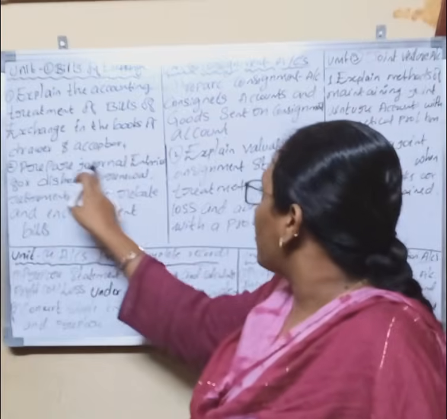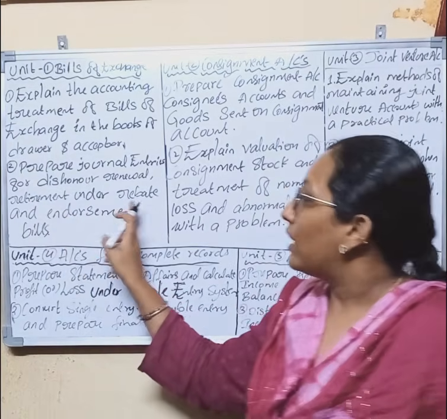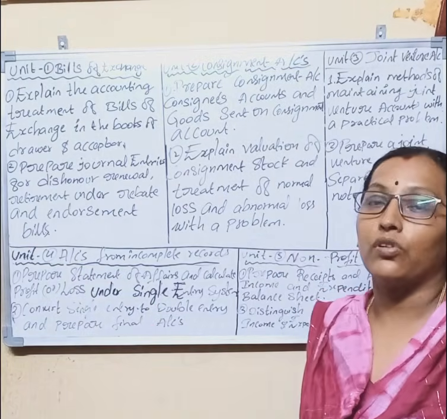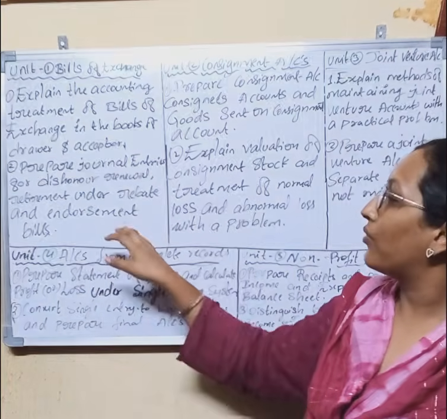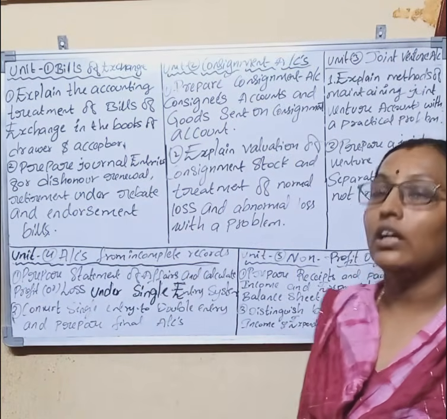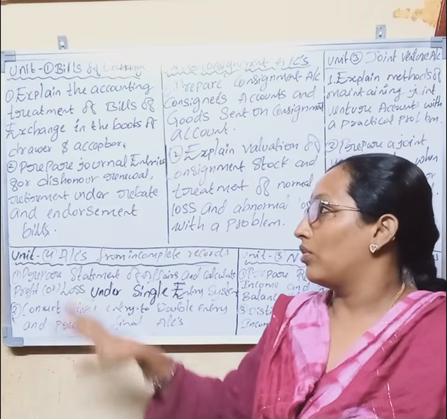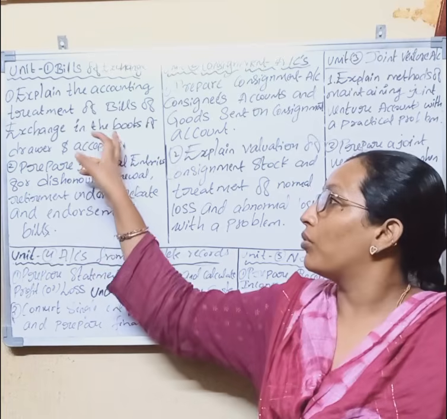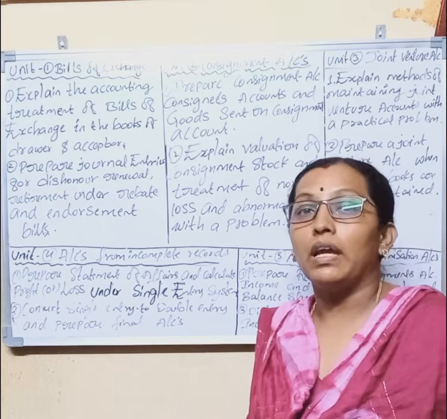Next, prepare general entries for dishonor, renewal, retirement under rebate and endorsement of bills. As I said, we have to prepare general entries in this first unit. If there is any dishonor or renewal, we have to prepare the related general entries. You will get problems on the basis of general entries, and this is the most important repeated theoretical question. Please note it down and make notes for it.